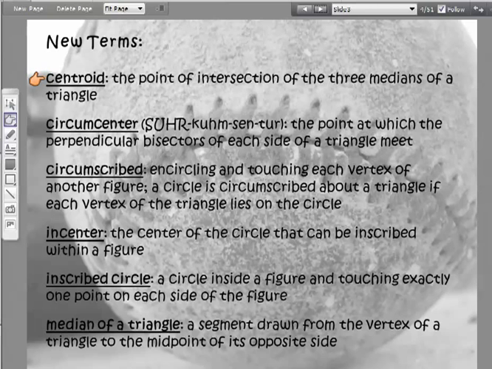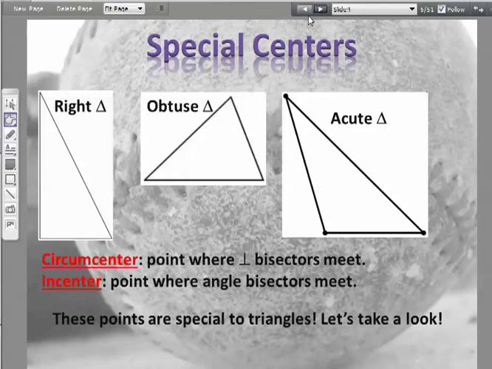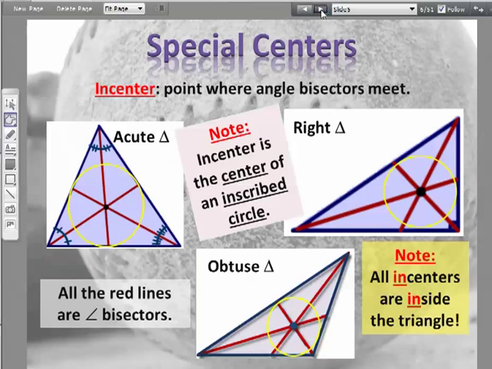Some of these terms aren't real new because we talked about them in our last lesson, but centroid, circumcenter, circumscribed, incenter, inscribed circle, and median of a triangle. Now, what we talked about in the last lesson, some of the special centers were circumcenter and incenter, and this is just pictures of classified triangles. So let's take a look at the special centers that we got going here.